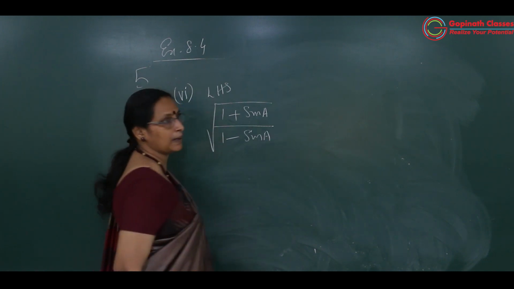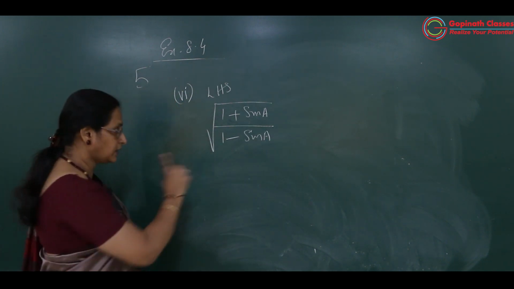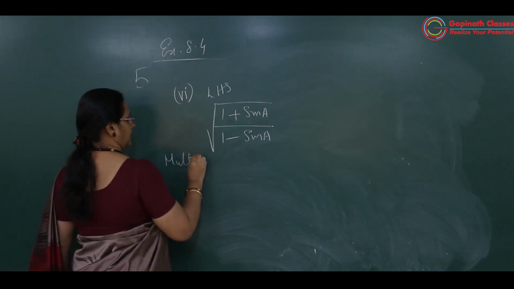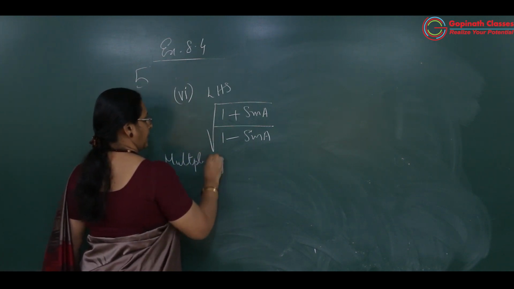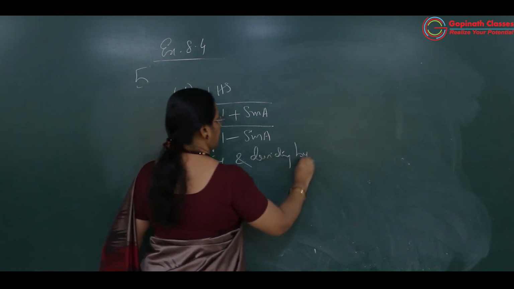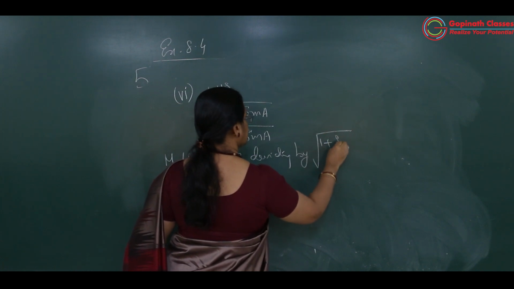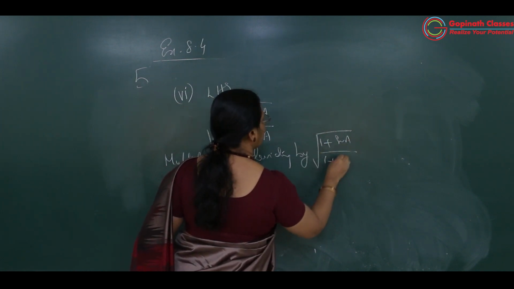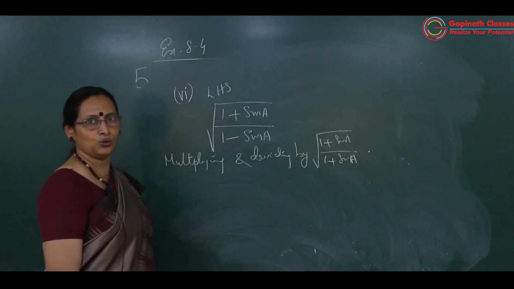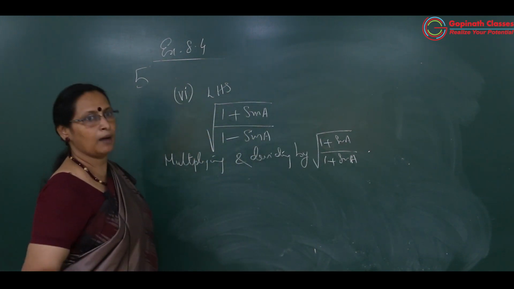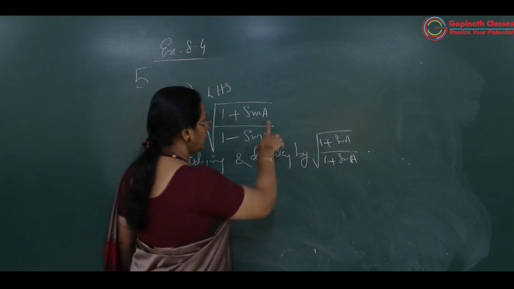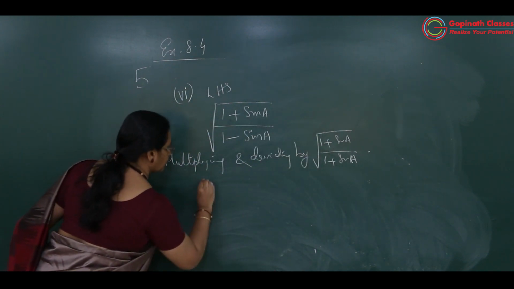With that we will multiply and divide, but under root. So I will write, multiplying and dividing by under root of (1 plus sin A) upon (1 plus sin A). It's a logical thing, like root 2 upon root 2, or 5 upon 5. It's the same. Into (1 plus sin A) upon (1 plus sin A). So I am multiplying with this. Let's see what will happen.